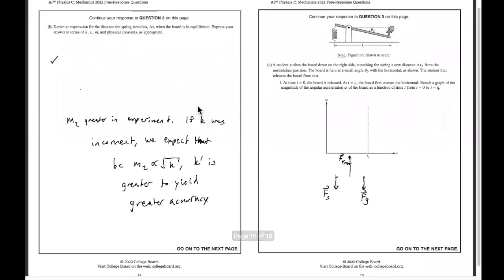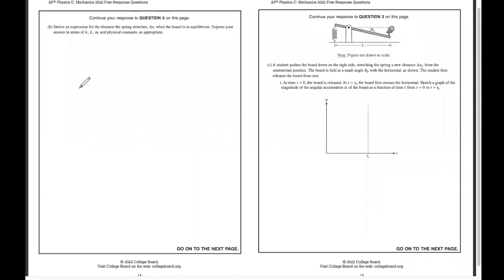All right, so after that, we are asked to derive an expression for the distance that the spring stretches when the board is in equilibrium, and write our answer in terms of K, L, M, and physical constants. Because we're in equilibrium, it makes more sense to use the sum of all torques equals 0. In set 1, I used conservation of energy, and I think I did so incorrectly, because if you use the sum of all torques equals 0, you get my answer just without that extra 2 in there, which I believe is the correct answer.